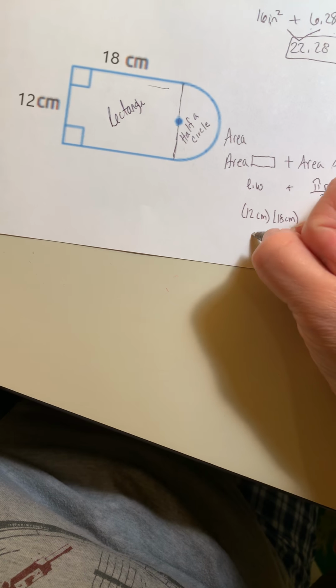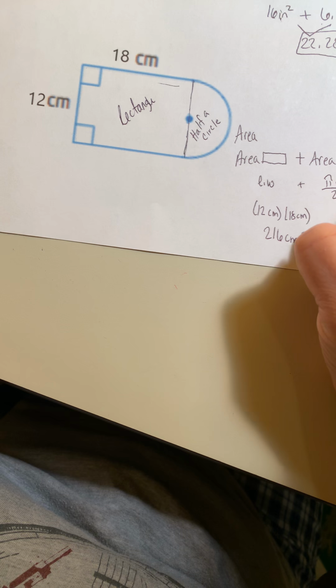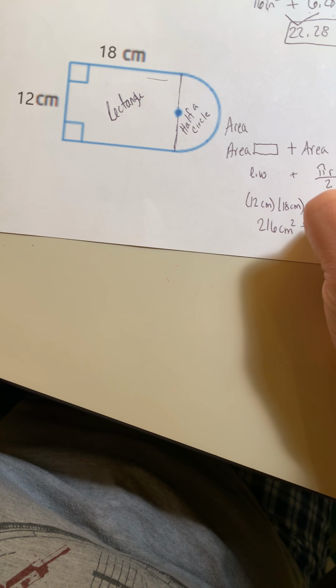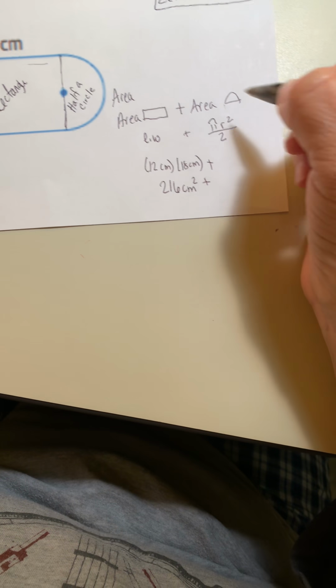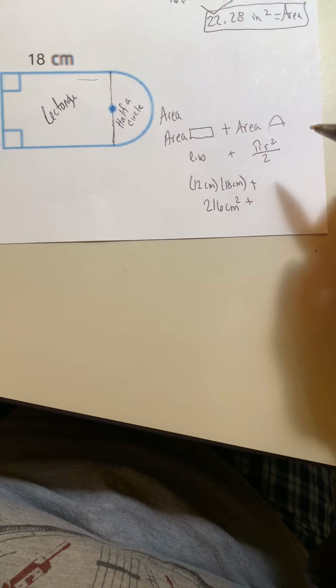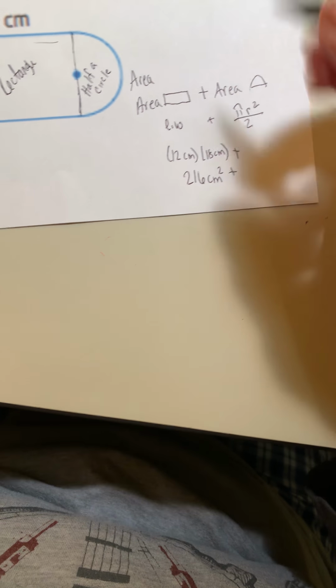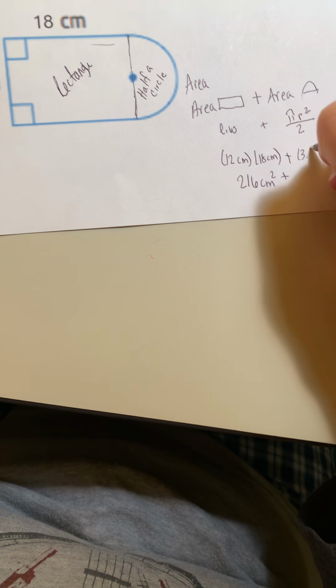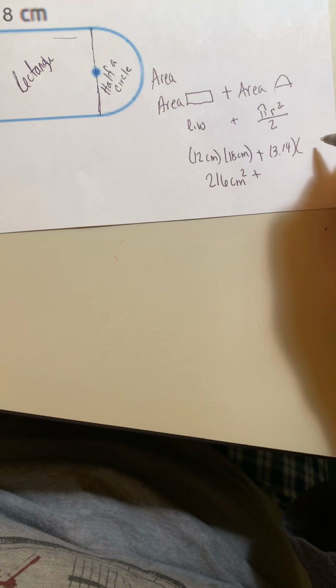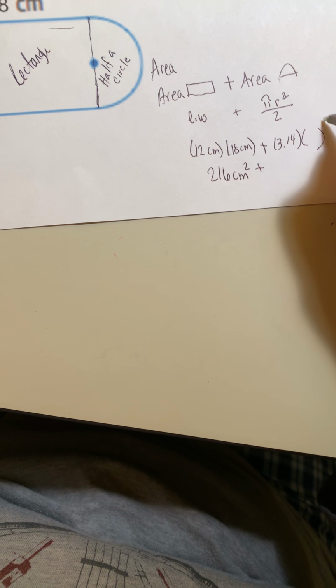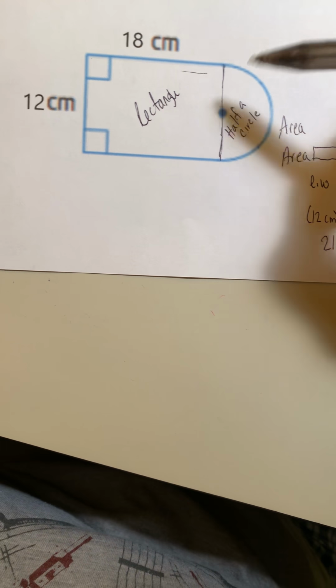That's 216 centimeters squared. Now I'm going to add the half of the area of a circle. So the area of the circle is pi r squared, so I need my radius. Pi is 3.14. That's pi, 3.14, times my radius squared. So what is my radius? So let's look at the picture.